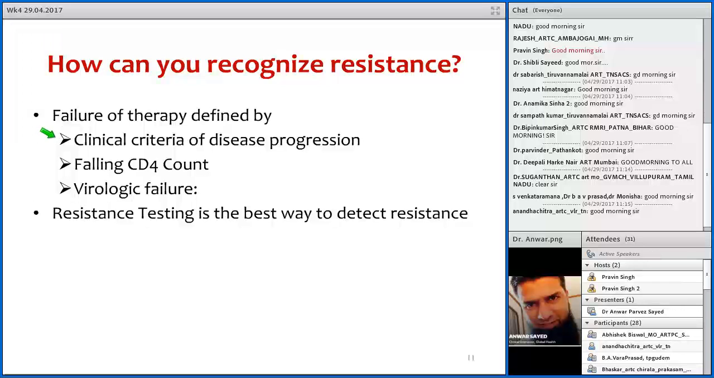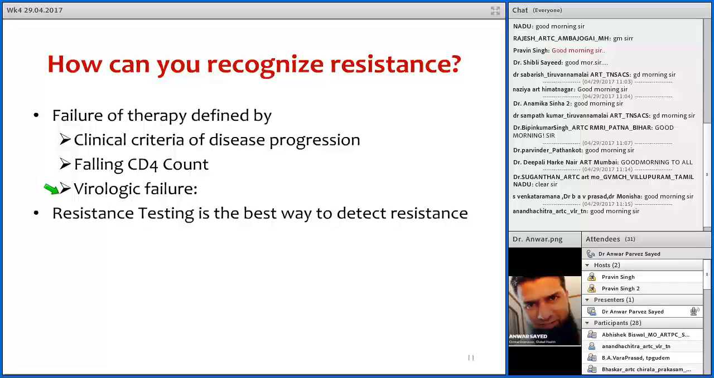But what other indirect indicators can tell us about failure of therapy? They are the clinical criteria, immunological criteria, and virological criteria. This we follow in the NACO program. If a person develops a stage 3 or stage 4 opportunistic infection, he is said to have clinical failure while on ART. There are 3 criteria included under immunological criteria. We'll talk about that.